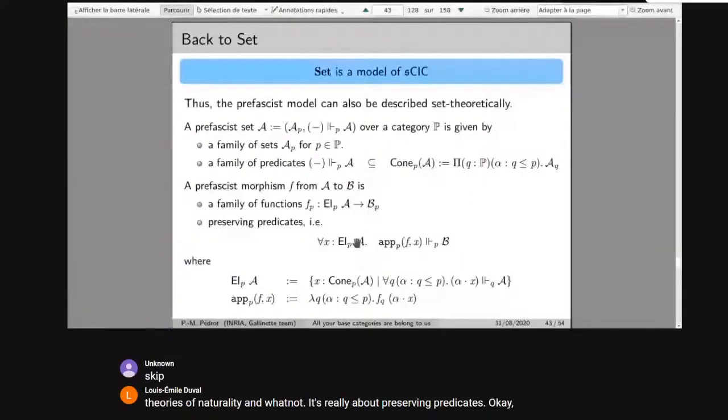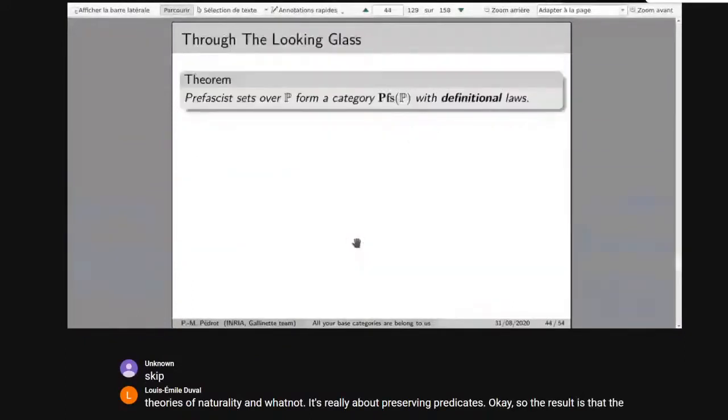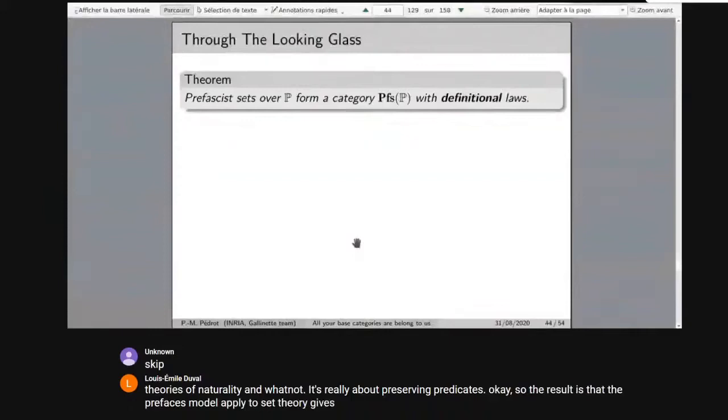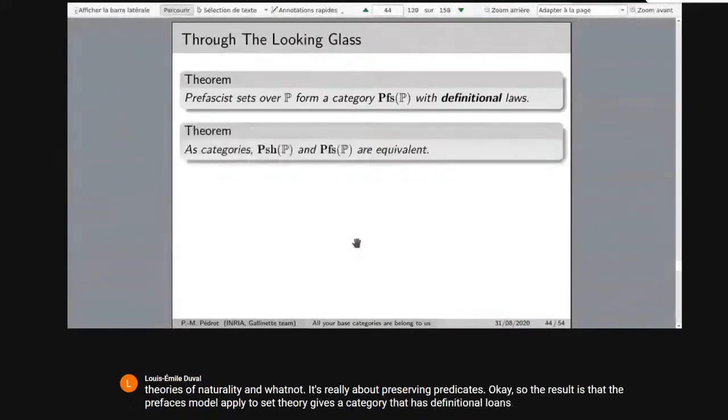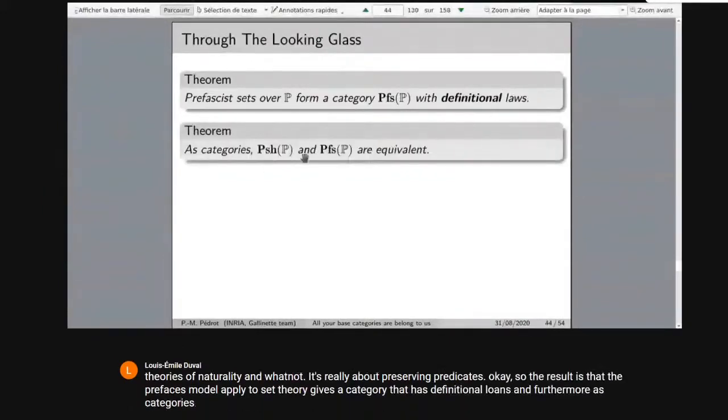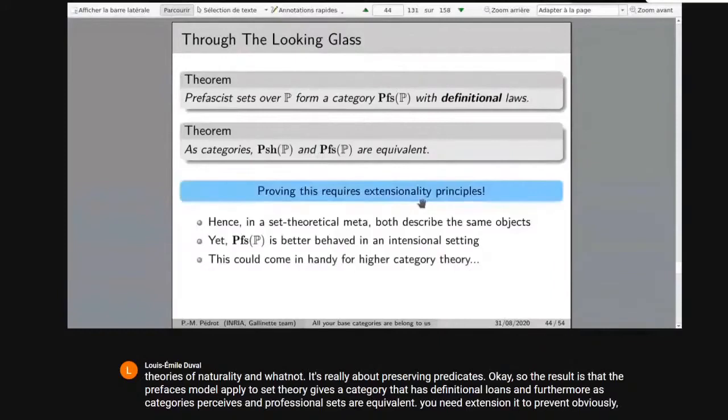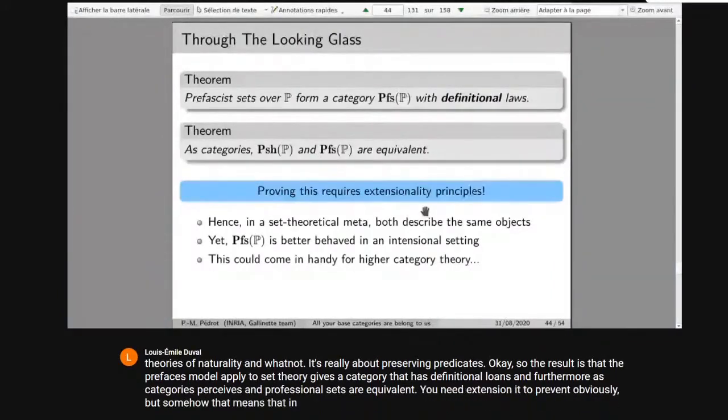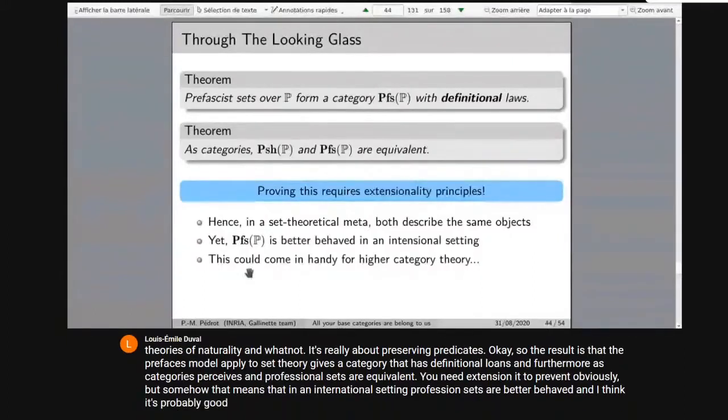Okay, so the result is that the prefascist model applied to set theory gives a category that has definitional laws, and furthermore, as categories, the presheaves and prefascist sets are equivalent. You need extensionality to prove that, obviously, but somehow that means that in an intensional setting, prefascist sets are better behaved, and I think that is probably good for higher category theory.